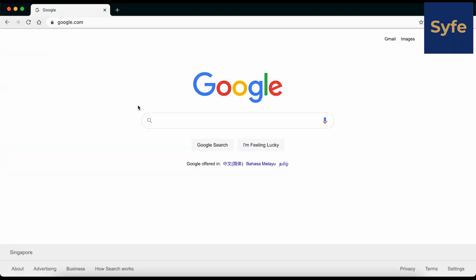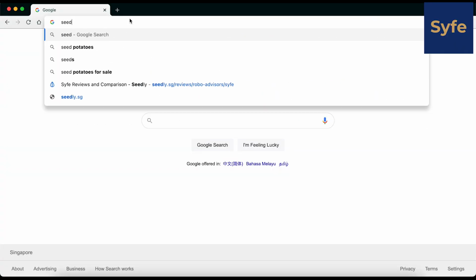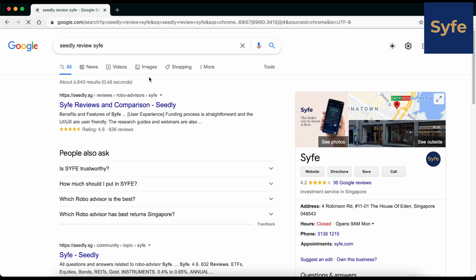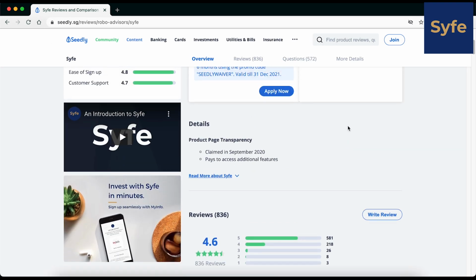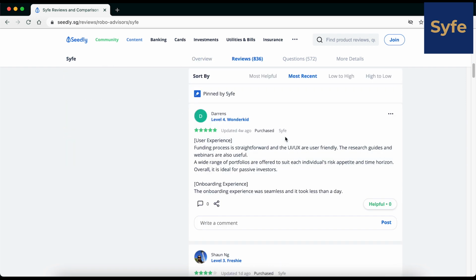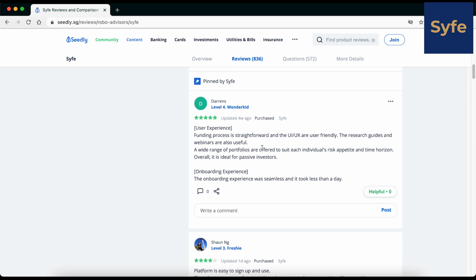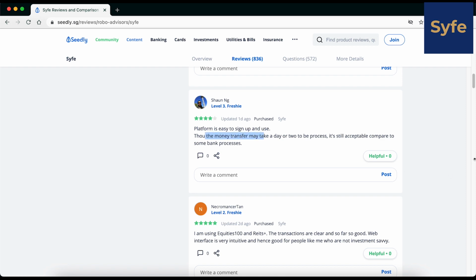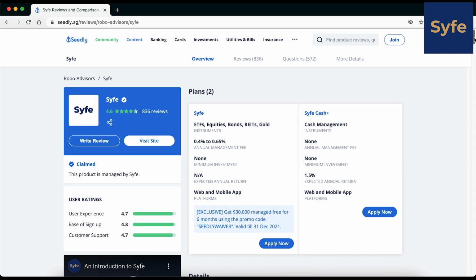So let's go! Okay, so as usual, I'm going to start by going to Seedly and seeing any review of the Syfe RoboAdvisor. So let's take a look at what they are saying at Seedly. Okay, Syfe, let's see. Effortless investing with fully managed portfolios, no minimum investment. Let's see the comments. Funding process straightforward, UI user friendly, onboarding experience seamless, took less than a day. Platform easy to sign up and use. Okay, sounds quite positive lah.